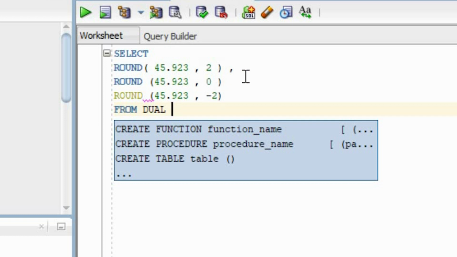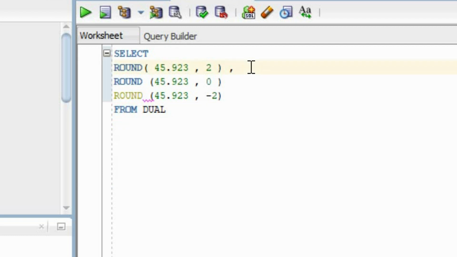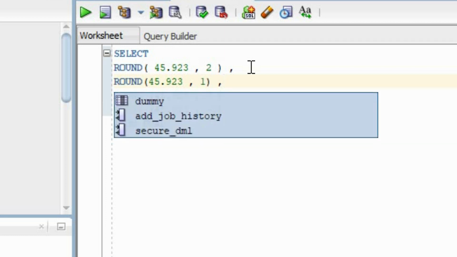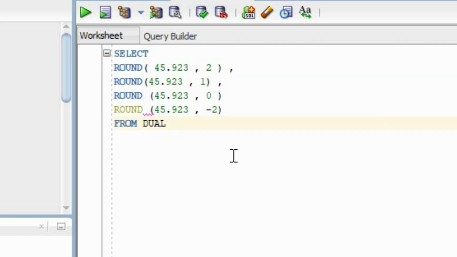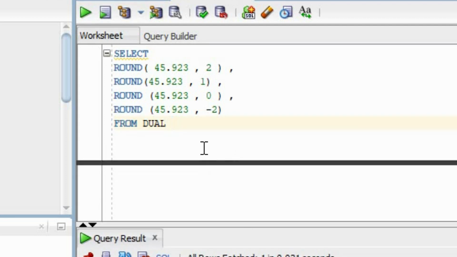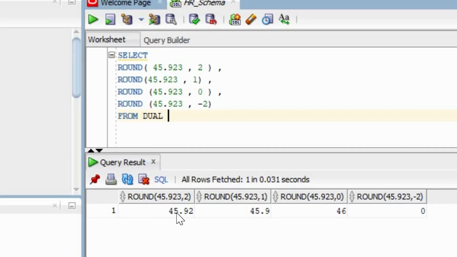testing some scenarios. Let's add one more ROUND here by typing ROUND, the same number, and we can add here the number 1. Let's run this command and see the output. So the first one we have rounded to only 2 decimals instead of 3, which should be rounded to the closest number. Here is number 3, which means it will remain the same, 92.